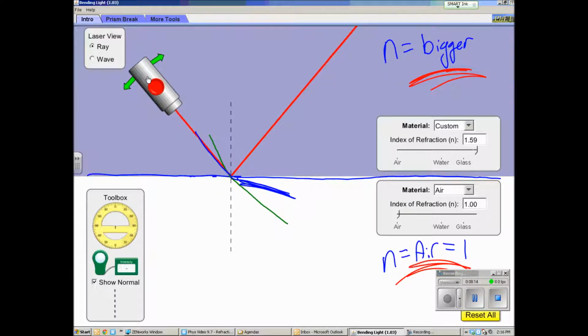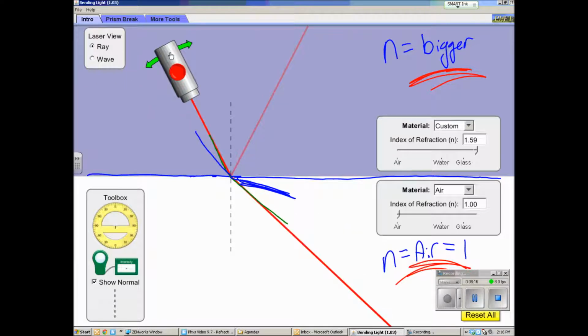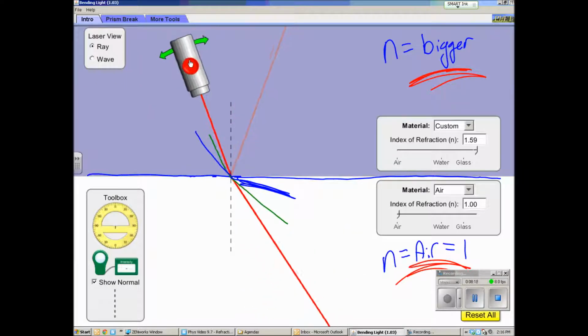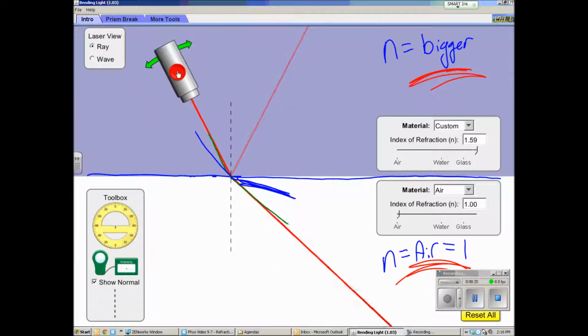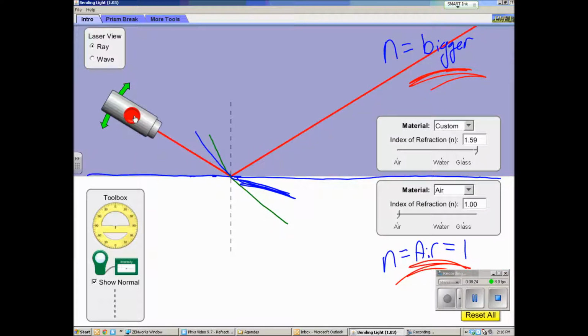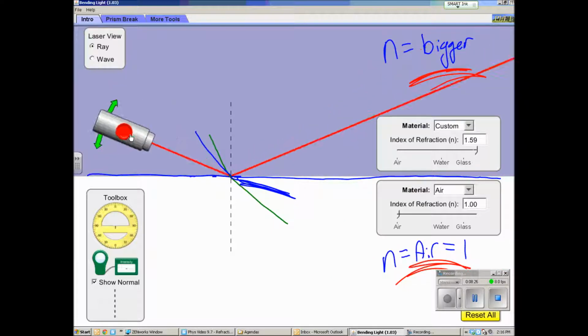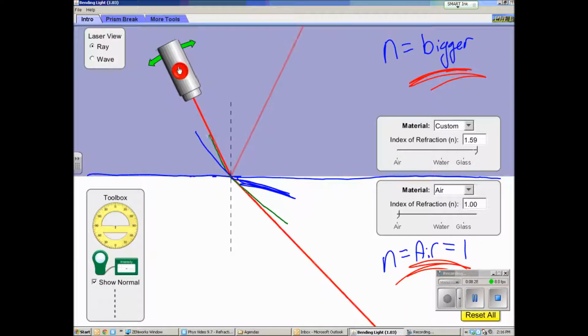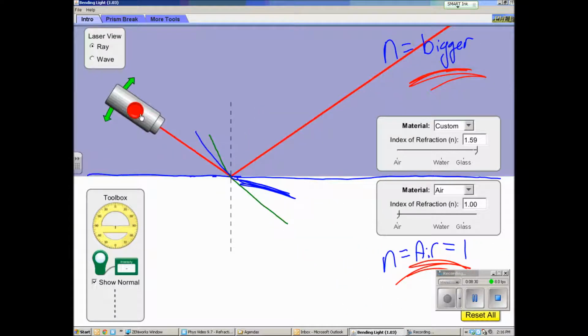So what happens is when you're going from a big index to a small index, if your angle of incidence is small, it refracts. But if your angle of incidence is very big, it doesn't refract at all. It just reflects. And it turns out the angle that is the dividing line between refracting and not refracting is called the critical angle.